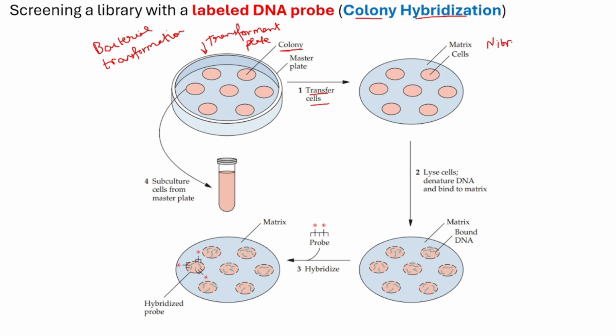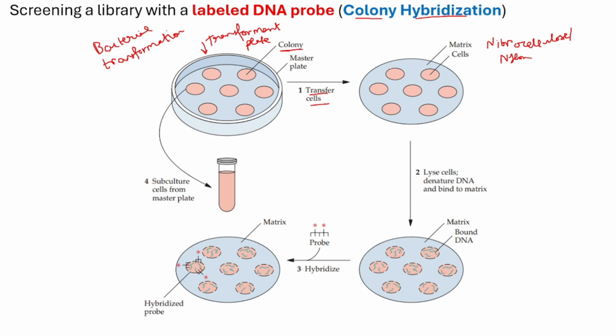Nitrocellulose or a nylon membrane. Now, just like blotting, you have to press these membrane matrices gently over the colonies, and then the cells will get transferred from the plate to the membrane. Just as you do in western blotting or southern blotting.